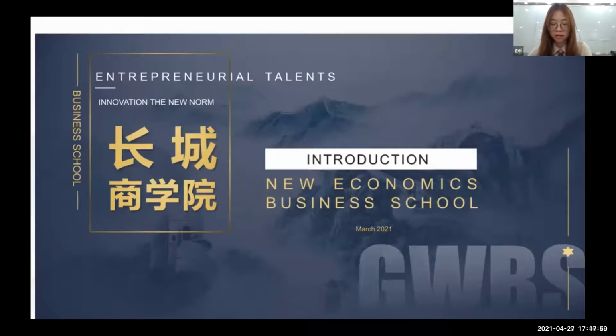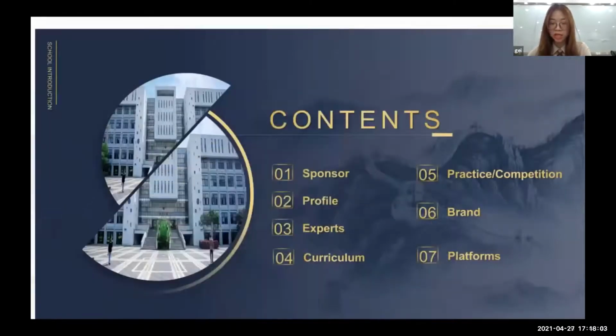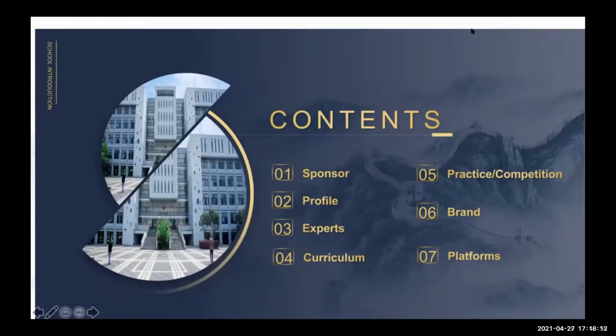今天的话，下一页，我将重点从这个建设主体基本的情况、教师、课程、实践活动大赛以及平台这6个方面去讲。 So today I would like to focus on 6 parts of this collaboration, Great Wall Business School, in terms of two sponsors, and also the profiles, experts and curriculum, practice or competition, and the platforms.